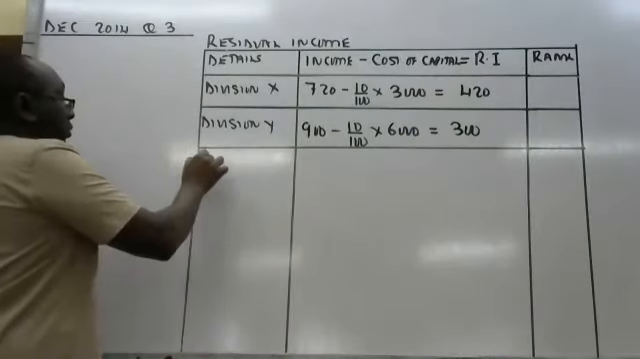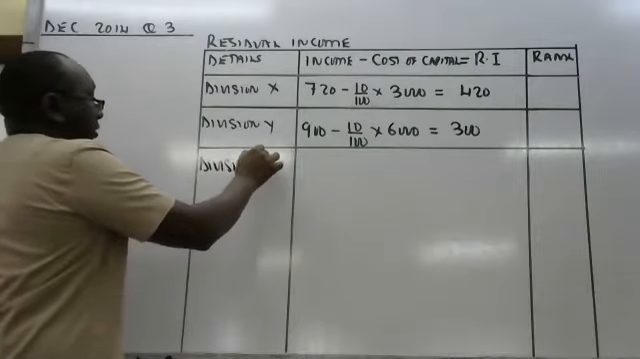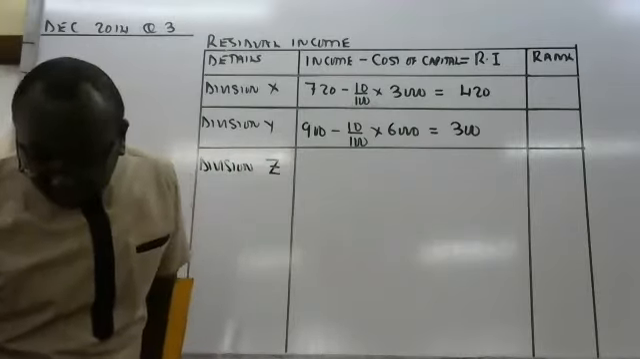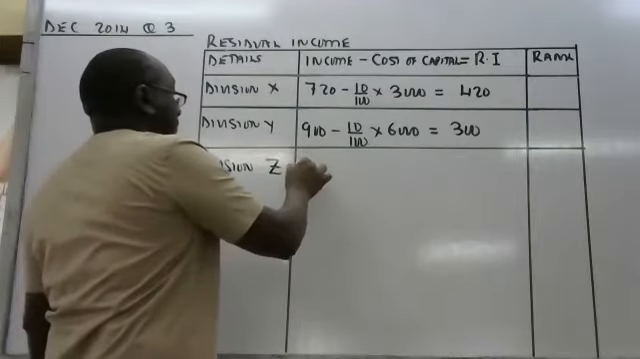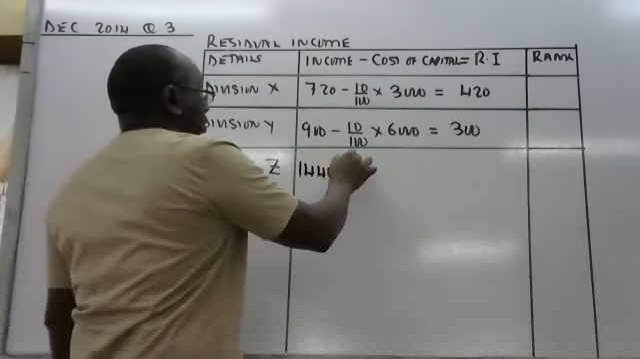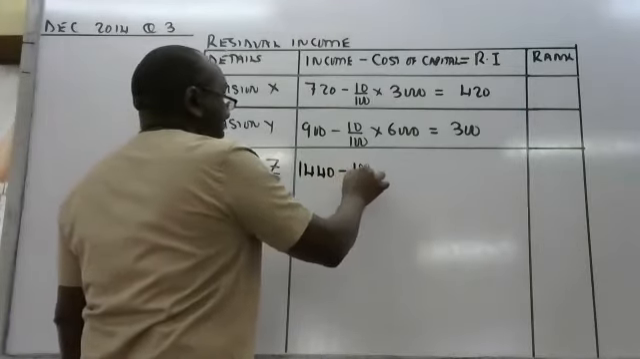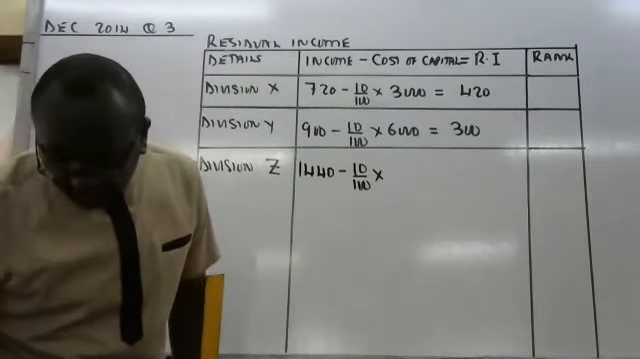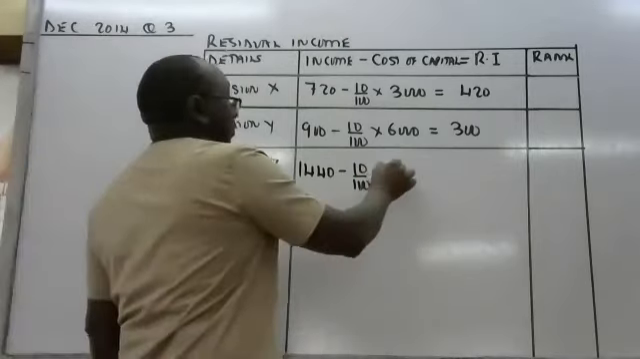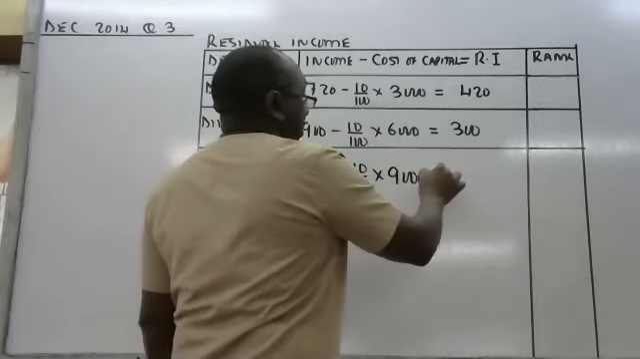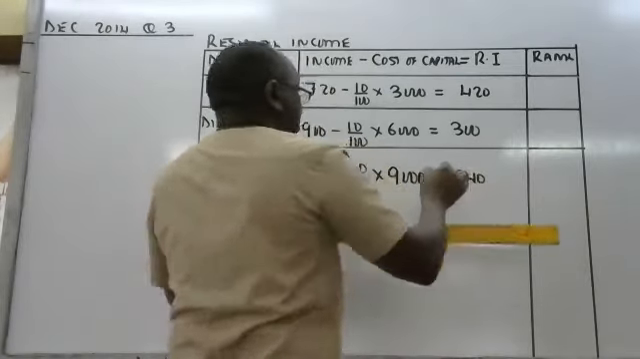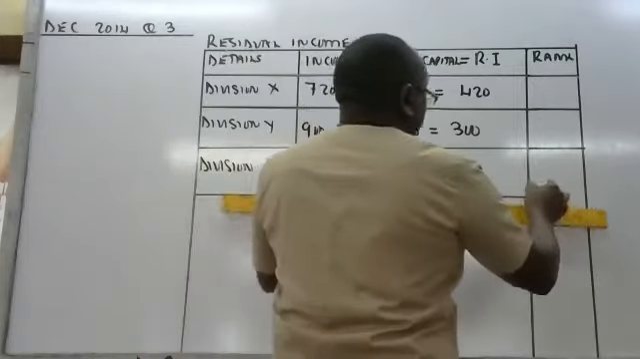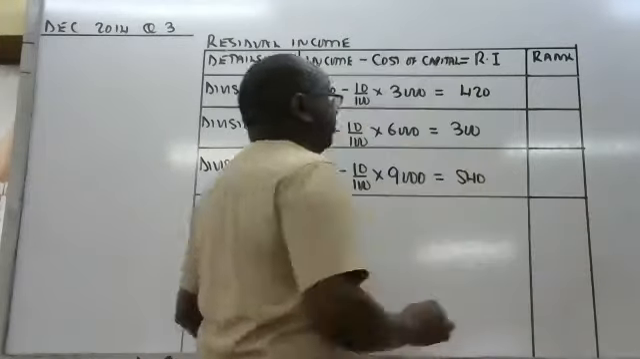Then we go to division Z. Division Z is 1440 minus 10% of 9,000. So we are at 540.